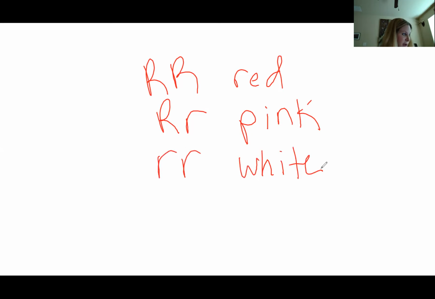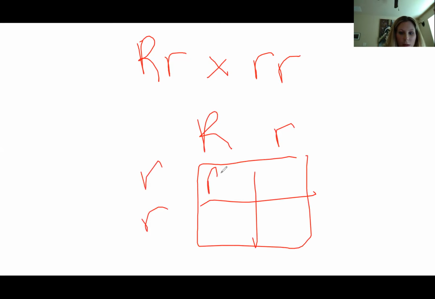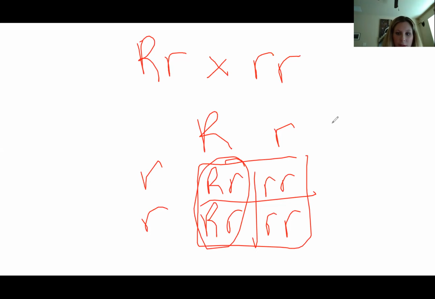So the first question, number 7, says a pink flowered plant. We have those already written up top, so now I can erase them. We kind of have like a genotype key. The pink flowered plant is crossed with a white flowered plant. What is the probability of producing pink flowers? So you do that, and you're crossing it with a white. And then you just do your Punnett square the way you would normally do it. All right, big R, little r. Big R, little r. Little r, little r. Little r, little r. What's the probability of a pink flower plant? 50%.